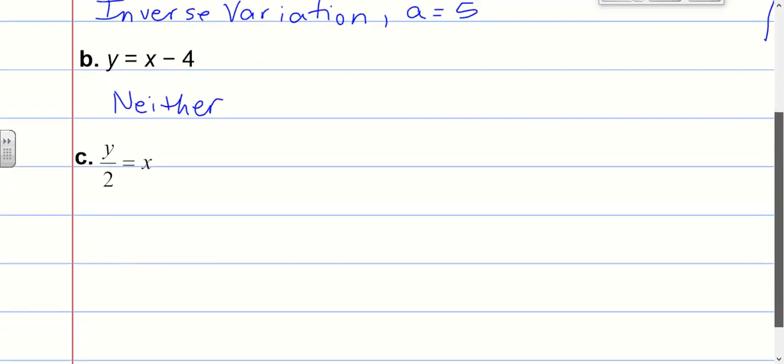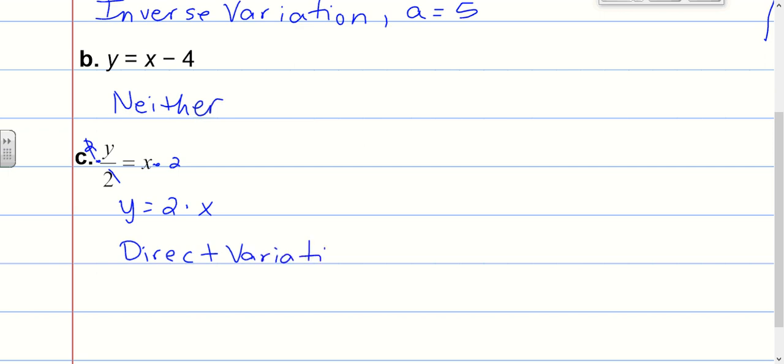Looking right here now, y divided by 2 equals x. If we were to change the form of that, multiply both sides by 2 here and here. On the left side, the 2's are going to cancel, and I get y equals 2 times x. Well, if you look back to that first page, that is the exact form for direct variation. And your constant of variation is a equals 2.